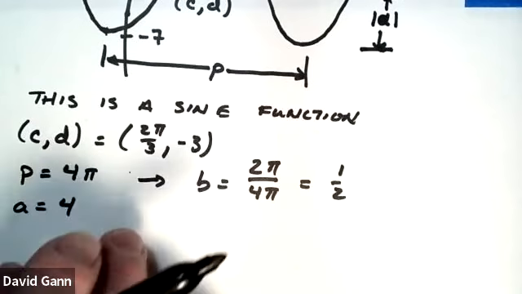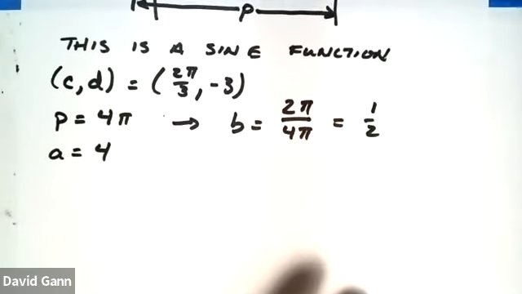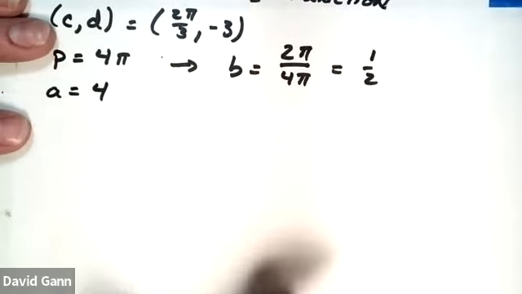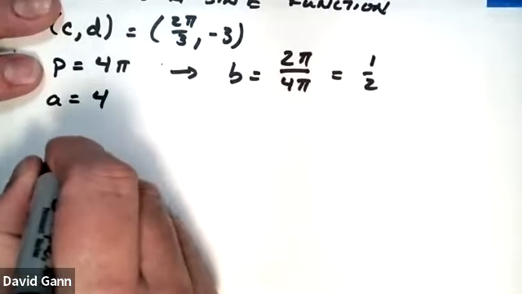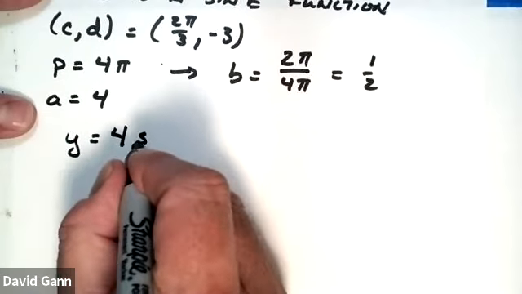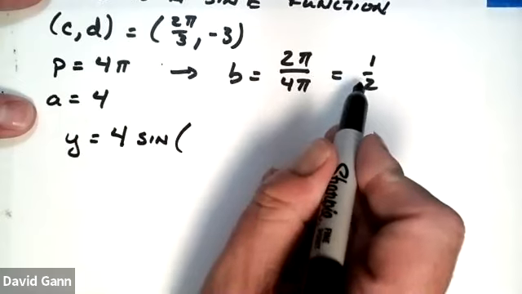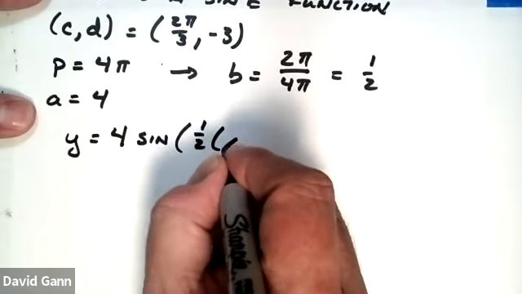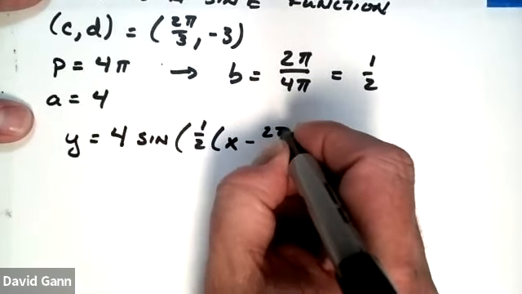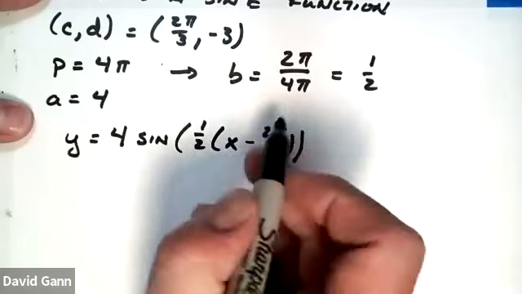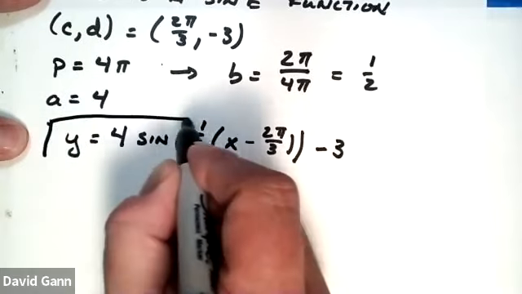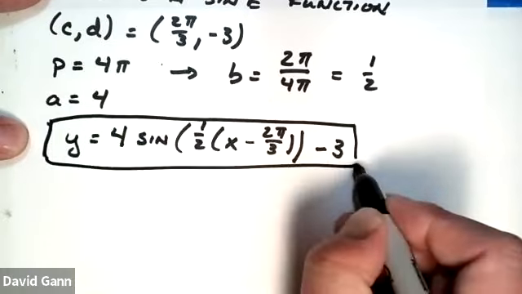Now that's not necessarily true with tangent, and that's the next one that we'll look at in section 4.3. So if we were to now write the equation, y is equal to the A value, which is 4, times the function sine of the B value, which is 1/2, times x minus the C value, which is 2 pi over 3. Close off all the parentheses, minus 3. And that is the equation of this graph.